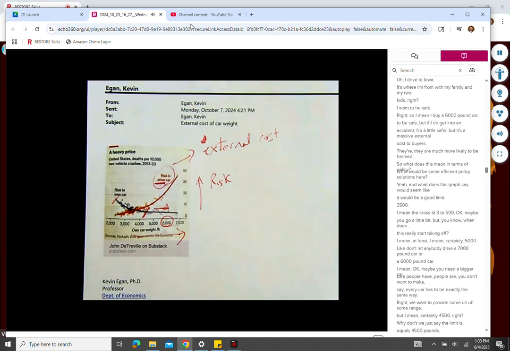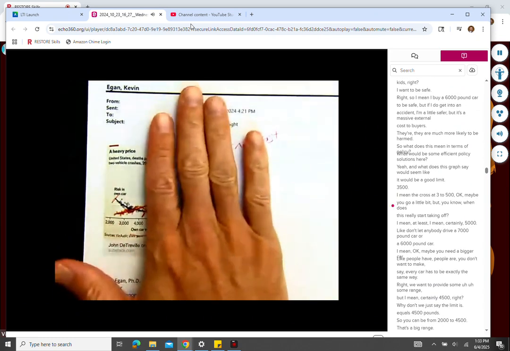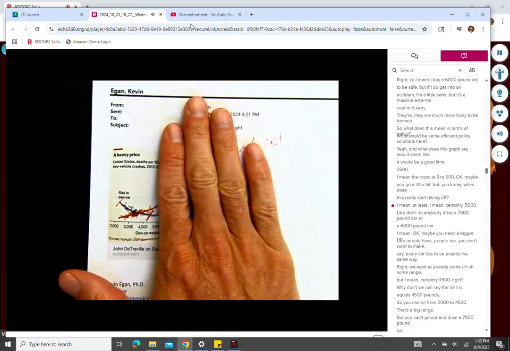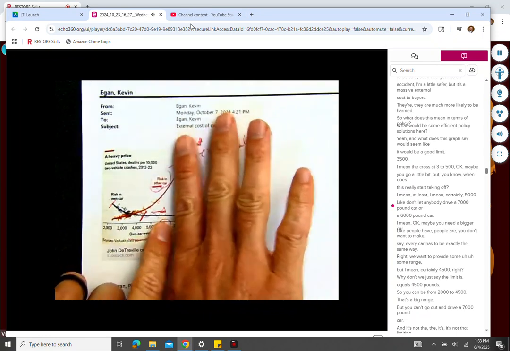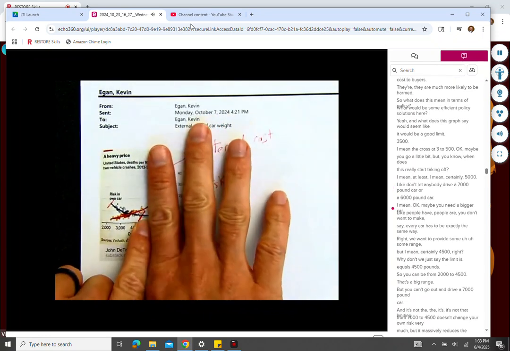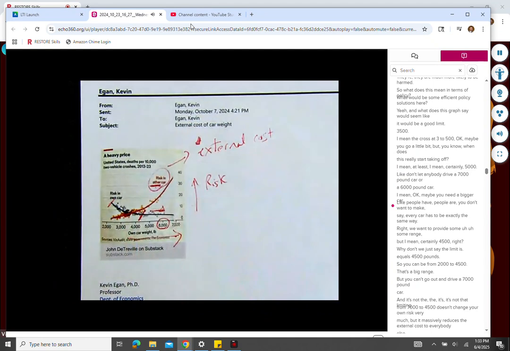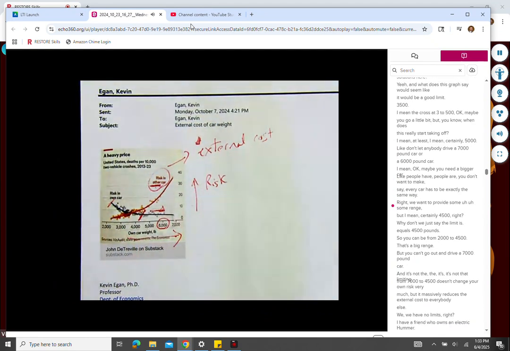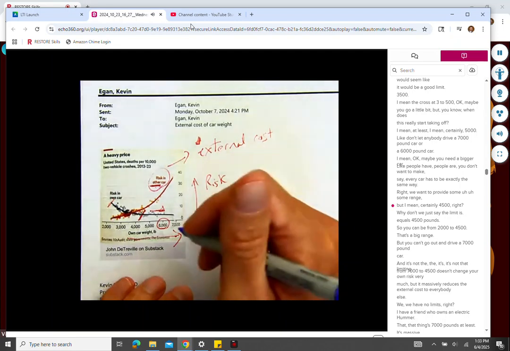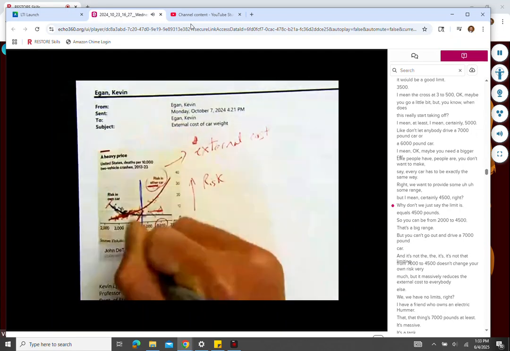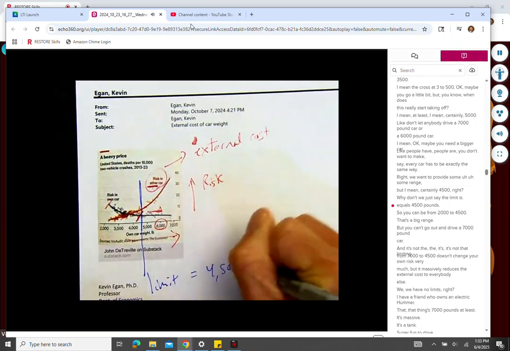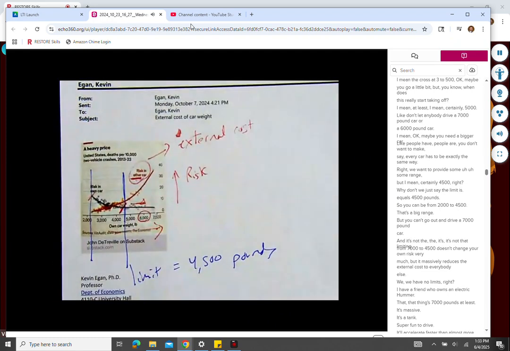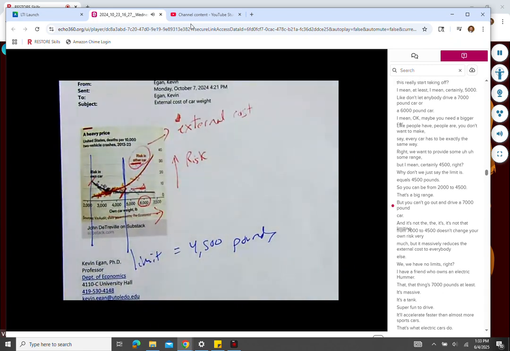3,500, I mean, the cross at 3,500, okay, maybe you go a little bit, but when does this really start taking off? I mean, certainly 5,000. Like, don't let anybody drive a 7,000 pound car or a 6,000 pound car. I mean, okay, maybe you need a bigger car. Like you don't want to say every car has to be exactly the same weight, right? We want to provide some range, but I mean, certainly 4,500, right? Why don't we just say the limit equals 4,500 pounds? So you can be from 2,000 to 4,500. That's a big range, but you can't go out and drive a 7,000 pound car.